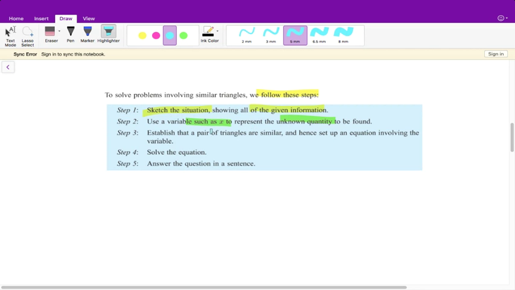And then establish that a pair of triangles are similar. So we're going to be looking to see which triangles are similar. Once we say that they're similar, then we will set up an equation to solve for the variable. And then we will solve the equation, and then you will answer the question in a sentence. All right, so you're going to draw it, fill in all the information, figure out what you're trying to solve for, solve it, and then give me the answer in a sentence. All right, so let's go ahead and solve a couple questions.